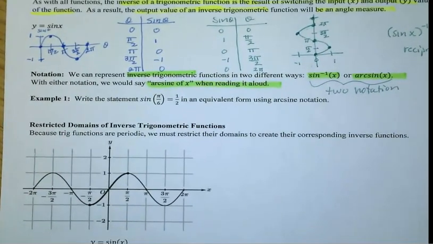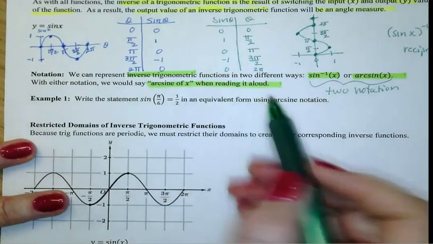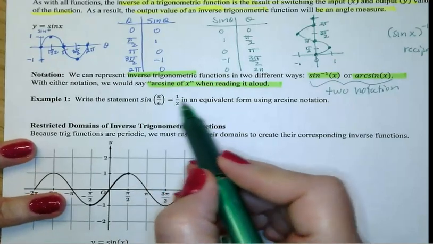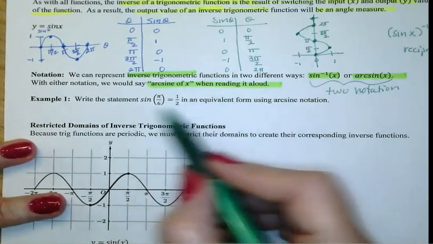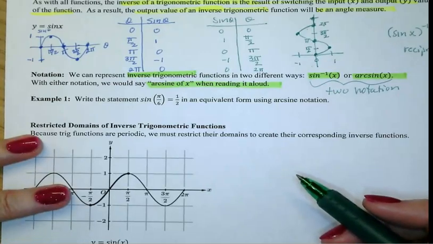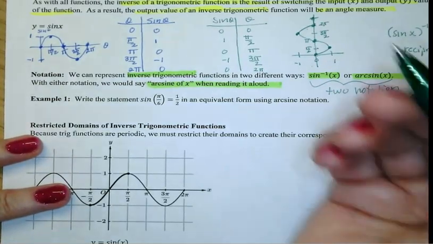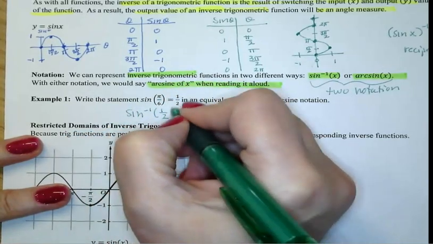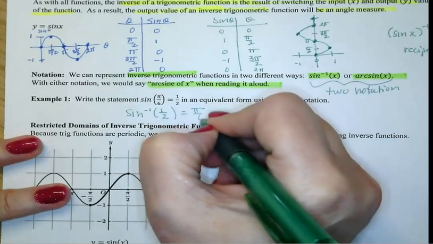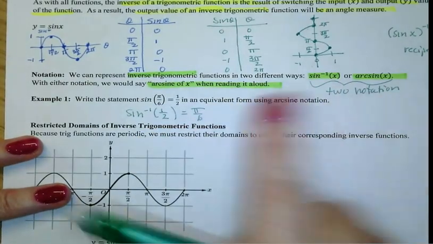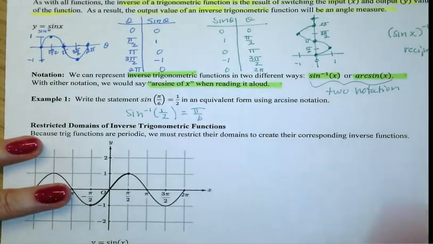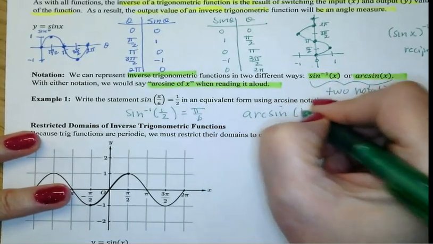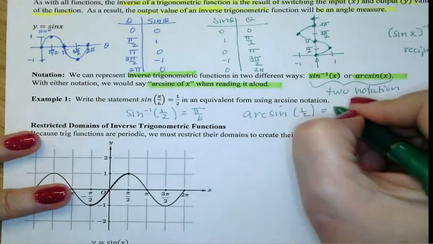And you've got to be able to work with both of them because they do both get used quite a bit. So for example, in example 1, this statement, sine of pi over 6 equals this. So remember, it's sine of an angle equals a ratio. And so writing this in its equivalent arc sine form could look like sine -1 of 1/2 equals pi over 6. So we could be finding the angle when we use the arc sine right here, or it could be written arc sine of 1/2 equals pi over 6.